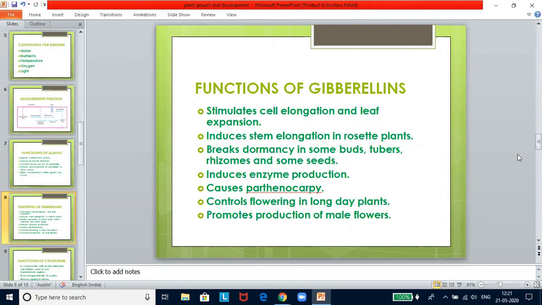In addition, they can substitute for the low temperature that biennials require before the initiation of flowering. If gibberellins are applied to biennials during their first year of growth, flowering occurs without exposure to a period of low temperature. These promote the production of male flowers in place of female flowers in monoecious plants such as cucurbits or in genetically female plants such as cannabis. Now, as for the bioassay of gibberellins, shoot elongation in some dwarf mutants and the barley endosperm test are used as bioassays.